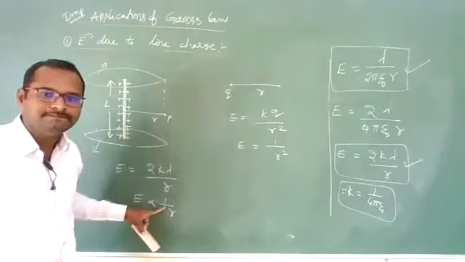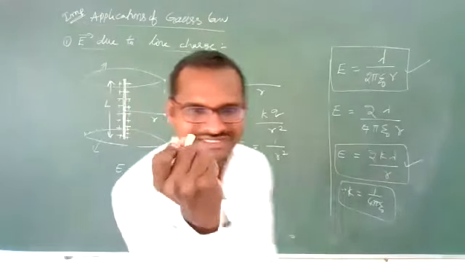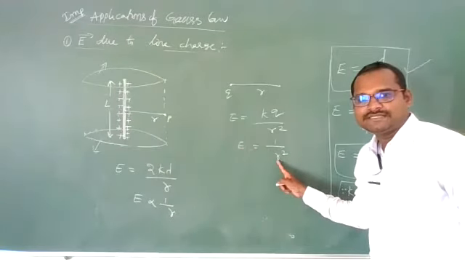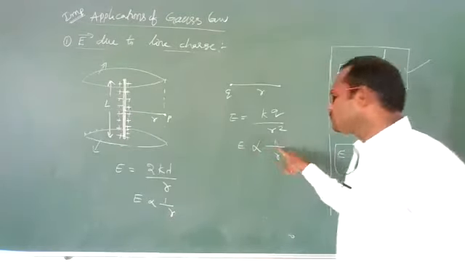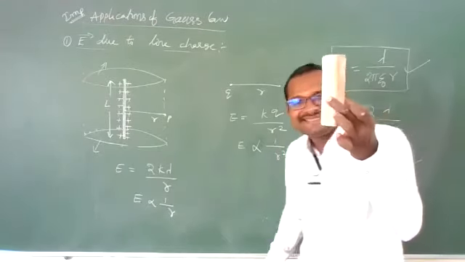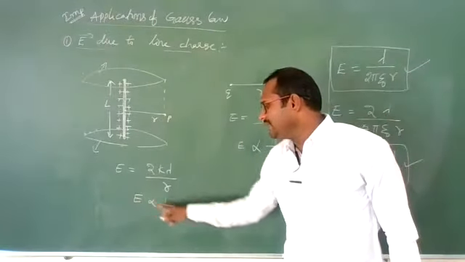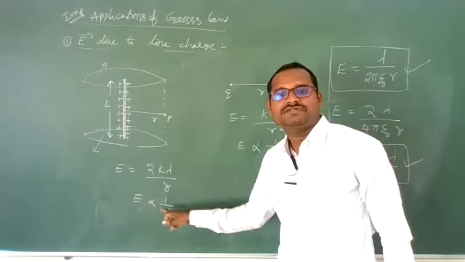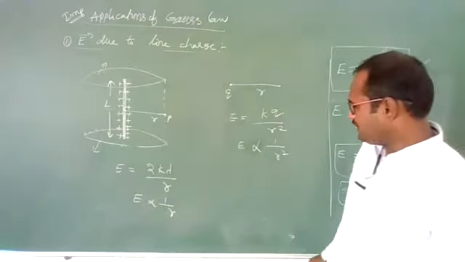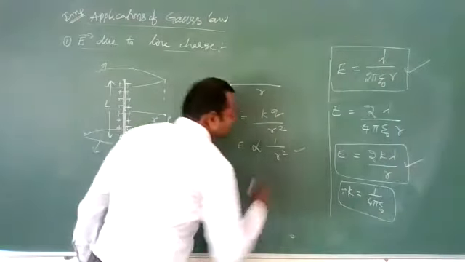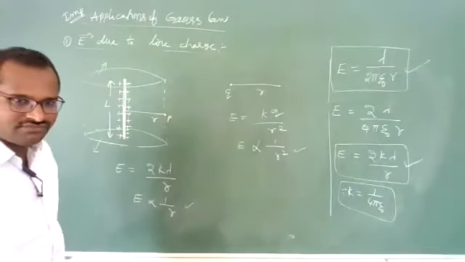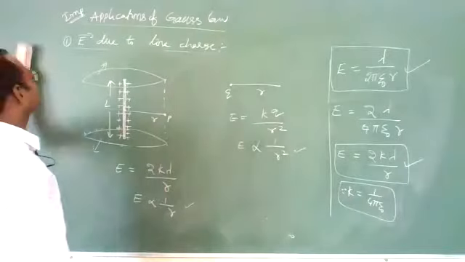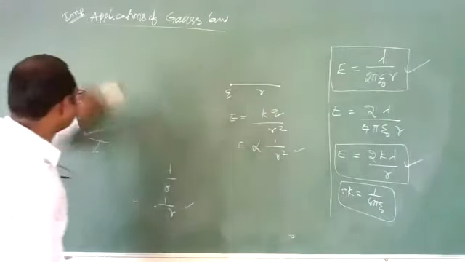These 2 points, remember. Due to a single charge q, the electric field is inversely proportional to the square of the distance, whereas due to a line charge, the relation between electric field and distance is inversely proportional to r. These 2 points you need to remember. While discussing objective problems, they will be useful for you. And these 2 formulas. Got it? Next. Second application, let us see.